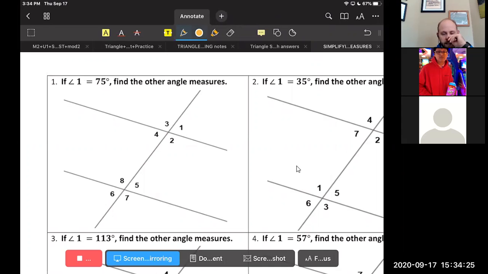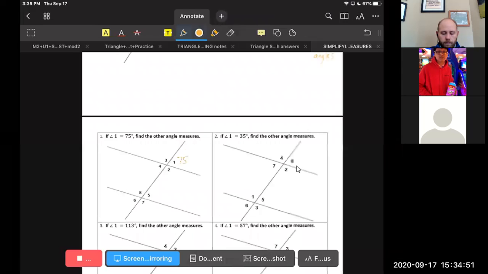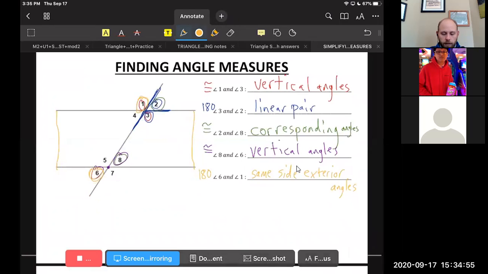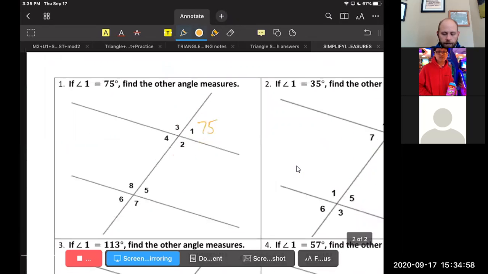This is the pattern that I was telling you about a few days ago. If angle 1 is 75, we've got to find the other angles. So first we want to start with what other angles are 75 degrees? What do we know? Look up here, which ones were equal with each other?